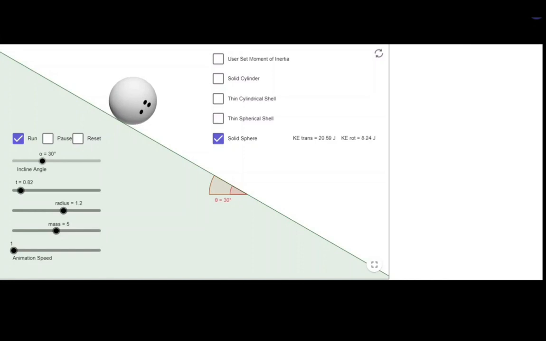So the kinetic energy and translational energy started from 0, and as we can see here, it's increasing. Here this is rotational kinetic energy and this is the translational kinetic energy. It's increasing until it reaches the bottom of this inclined surface.